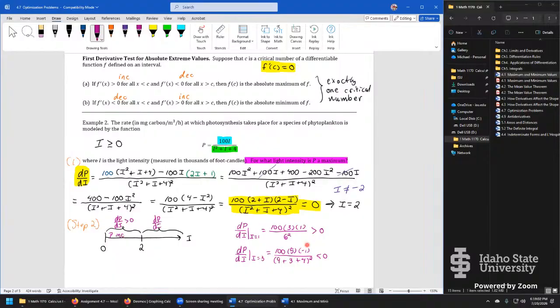which finally, in the logic of the first derivative test, this entire interval is negative, less than 0, which means the original function, P, the rate of photosynthesis, is decreasing. So if we go beyond 2,000 foot candles, these particular species of phytoplankton are not happy. They begin to produce less and less photosynthesis.